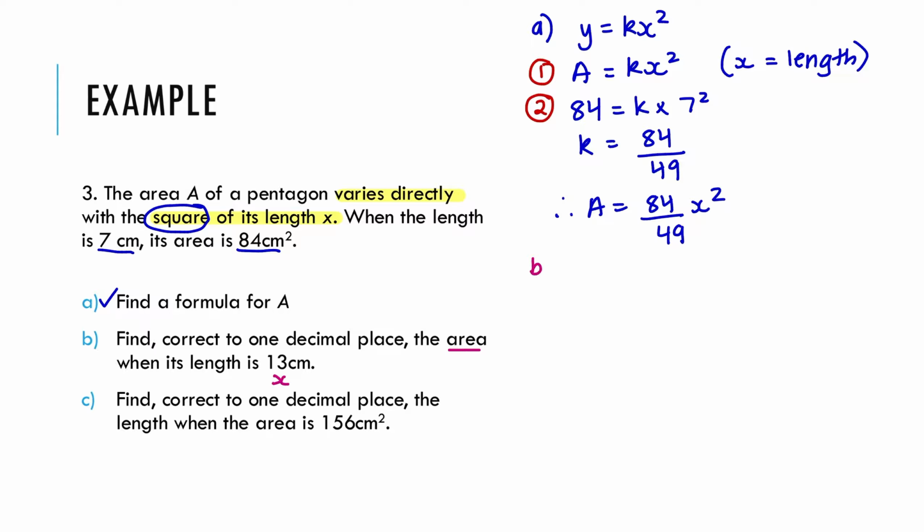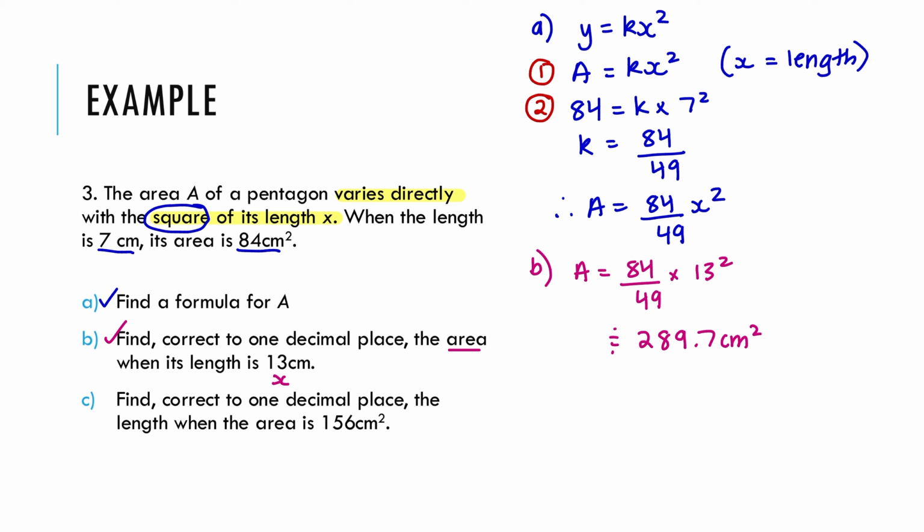So here for B, what I'm looking for is A is equal to 84 over 49 multiplied by 13 squared. Now it says to 1 decimal place, so it will approximately be 289.7 centimeters squared because we're looking at area. So that is B done.